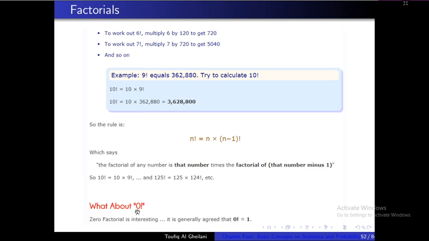What about 0 factorial? 0 factorial is interesting. It is generally agreed that 0 factorial equals 1.